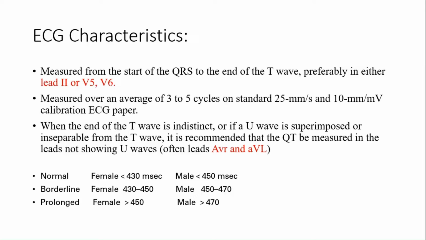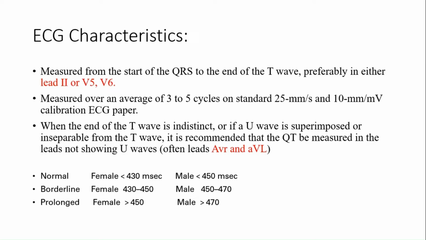So don't mix the end of T wave with other waves, because even one small box can change the QT interval by 40 milliseconds. So huge difference. So measure the average of 3 to 5 cycles along the same routine standards. When the end of T wave is indistinct, because you can sometimes see a U wave physiologically as well, what will you do in that case? Look for lead AVR and AVL. These are leads in which U waves are not commonly seen. So go and look at leads AVR and AVL.